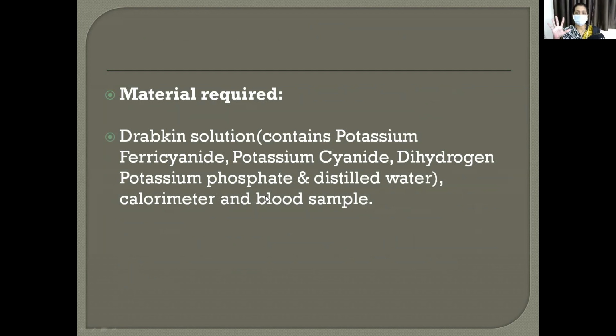Many people can ask you what is the best method, what are the advantages, types of hemoglobin, what are abnormal hemoglobins, what is the principle of Sahli's method, what is the principle of the cyanmethemoglobin method, and also they can ask you about the ingredients in the Drabkin's solution. You have to just say potassium ferricyanide, potassium cyanide, dihydrogen potassium phosphate, and distilled water. No doubt: potassium ferricyanide, potassium cyanide, dihydrogen potassium phosphate, and distilled water, colorimeter, and the blood sample.